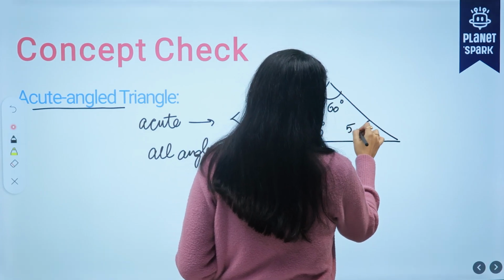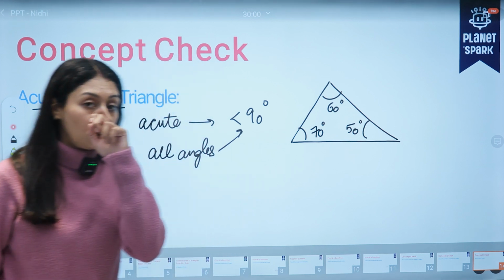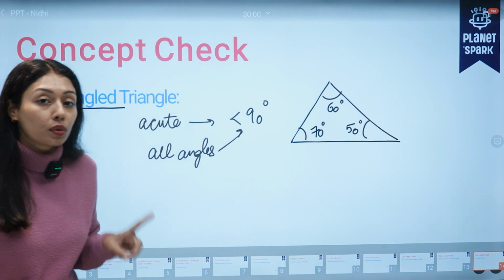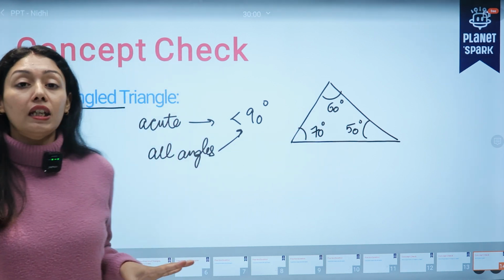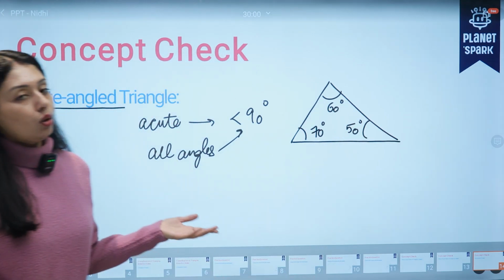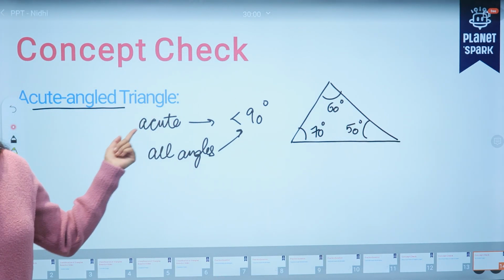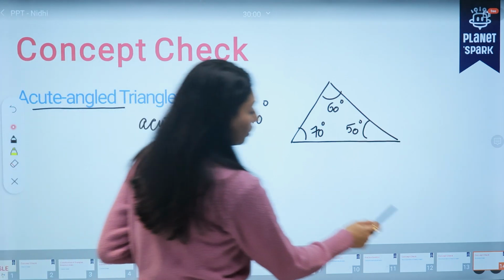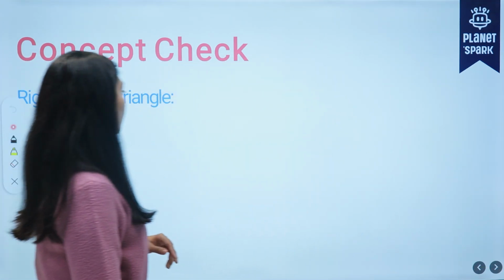50 degrees. Is it possible? How we can find out? Yes, we know another property there, the angle sum property. तीनों angles का sum होना चाहिए 180 degrees. All three of them are acute. Yes, all three of them are less than 90 degrees. So that is what? Acute angled triangle. Okay then. Let's move to the next one.